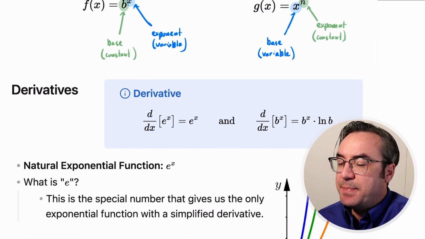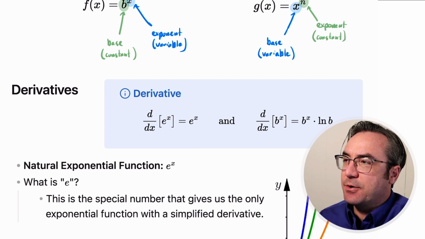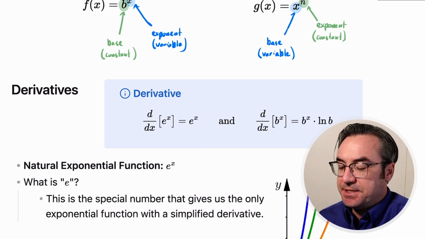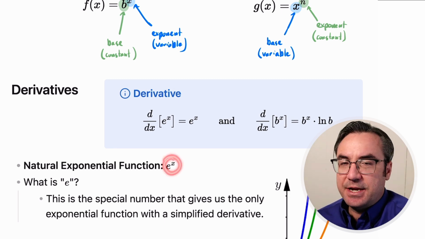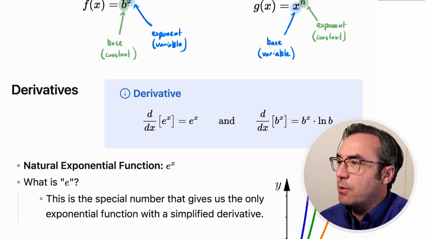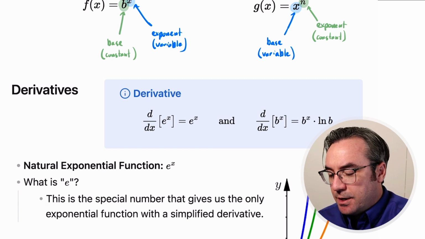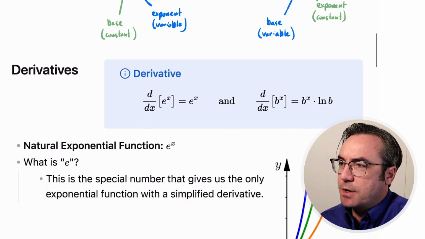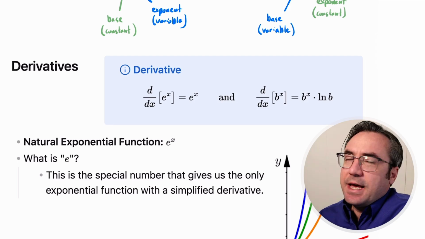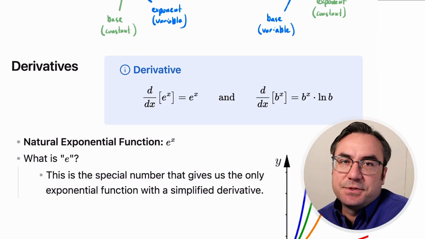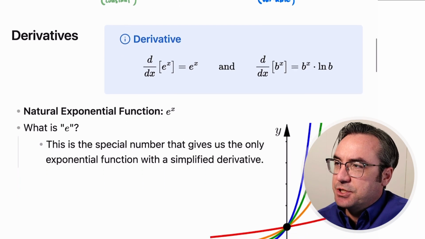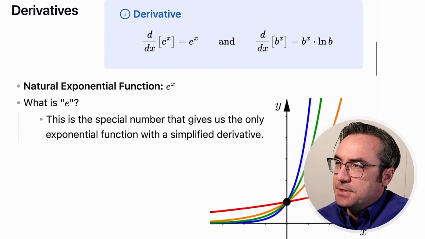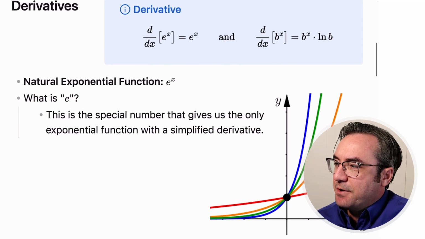And the one special case that we're going to be considering is the natural exponential function, e raised to the power x. So we're going to investigate this number e a little bit, and we'll talk about these derivatives because those are going to be important. But first, let's just look at a couple examples of what different exponential functions look like. So let me get out of the way here for a second.